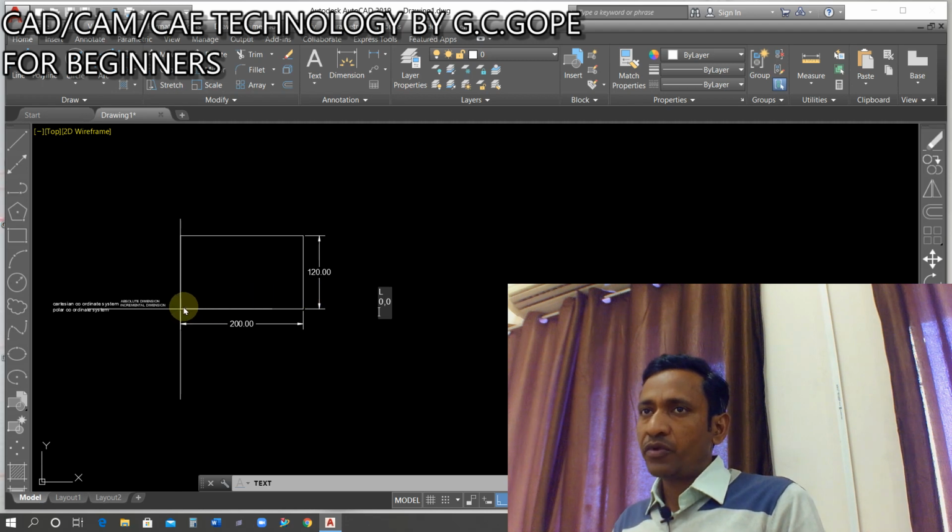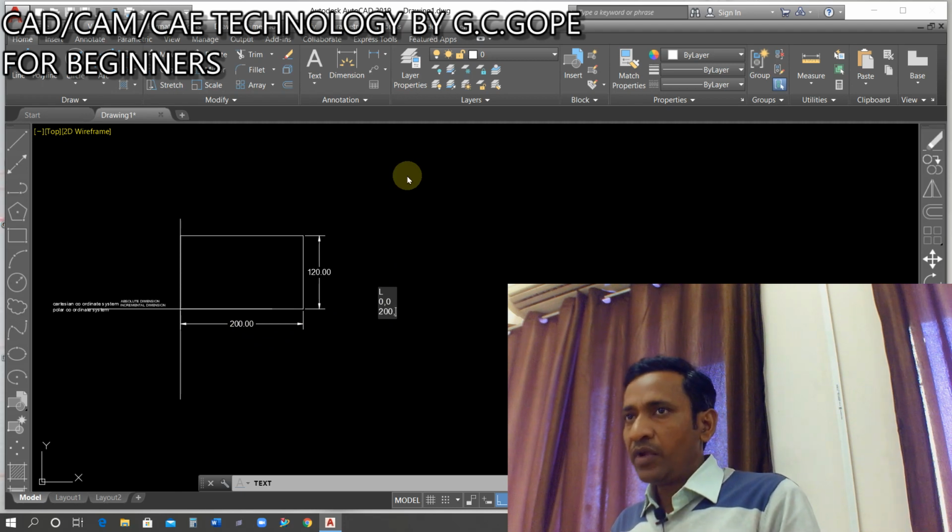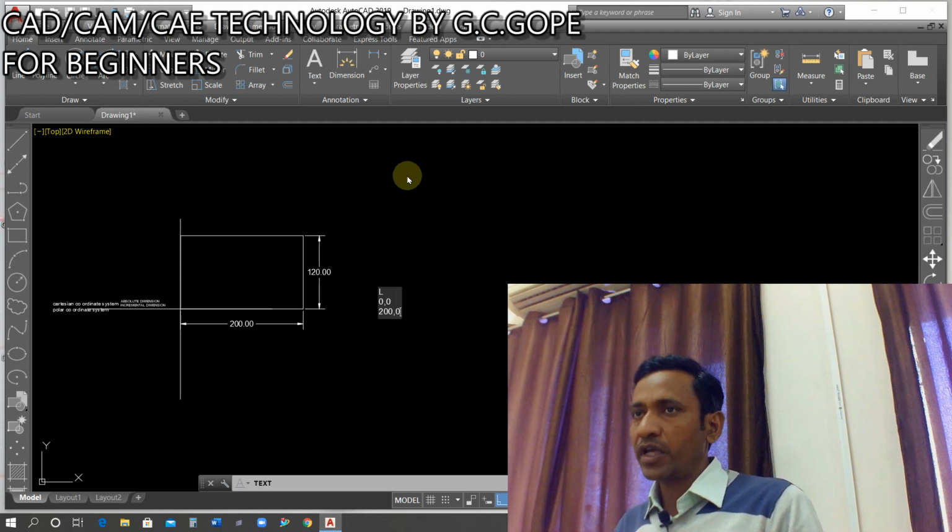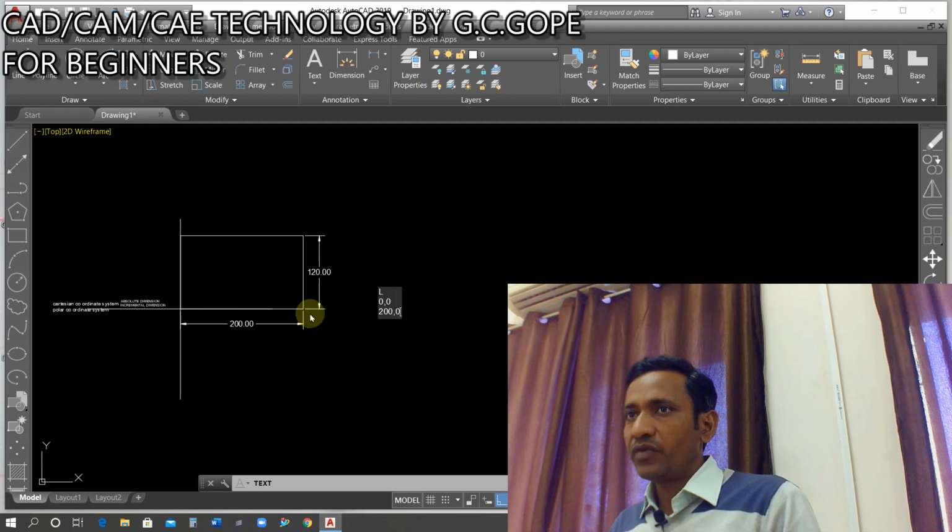So I am starting from here. Now we see, when we start from this point to this point, this line is traveling from this point to this point, and the distance is 200. So we will take 200 in x axis, 200 comma y will be 0. Okay, because we are going to find the coordinate of this vertex.